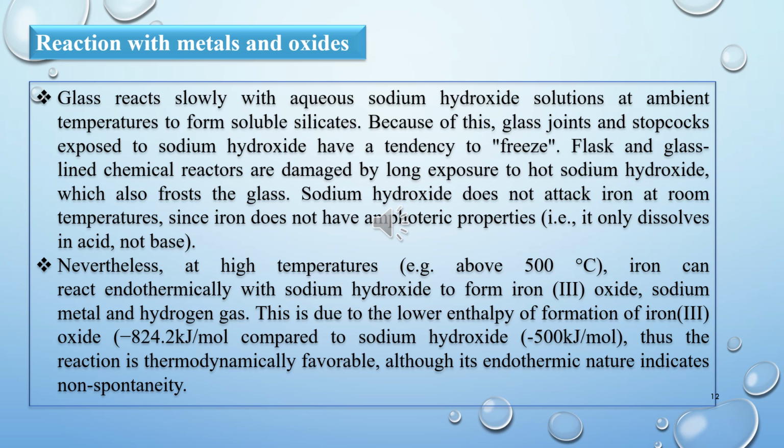Sodium hydroxide does not attack iron at room temperature since iron does not have amphoteric properties. It means it only dissolves in acid, not base. The next point is, nevertheless, at high temperature, iron can react endothermically with sodium hydroxide to form iron 3 oxide, sodium metal and hydrogen gas.